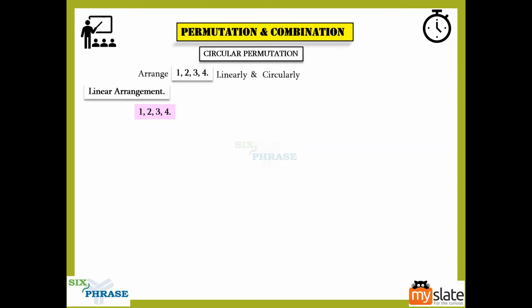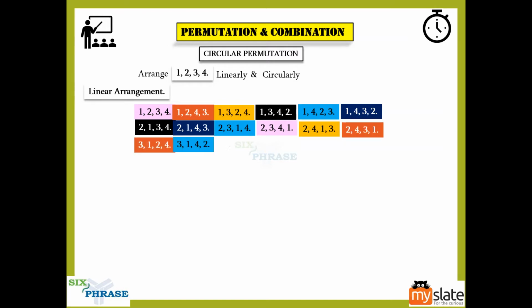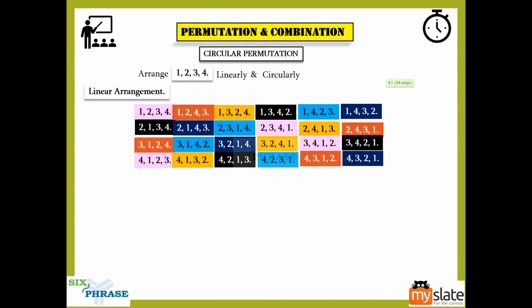First, linear arrangement. Okay, now 1 2 3 4, 1 2 4 3, 1 3 2 4, 1 3 4 2, then 1 4 2 3, and 1 4 3 2. I'll talk about what these colors mean, but next 2 1 3 4, 2 1 4 3, 2 3 1 4, 2 3 4 1, 2 4 1 3, 2 4 3 1. So similarly you will have 24 such possibilities, and the reason is, guys, 4 factorial. We have 4 digits here, right? So 1 2 3 4, so 4 factorial will give you 24 ways.